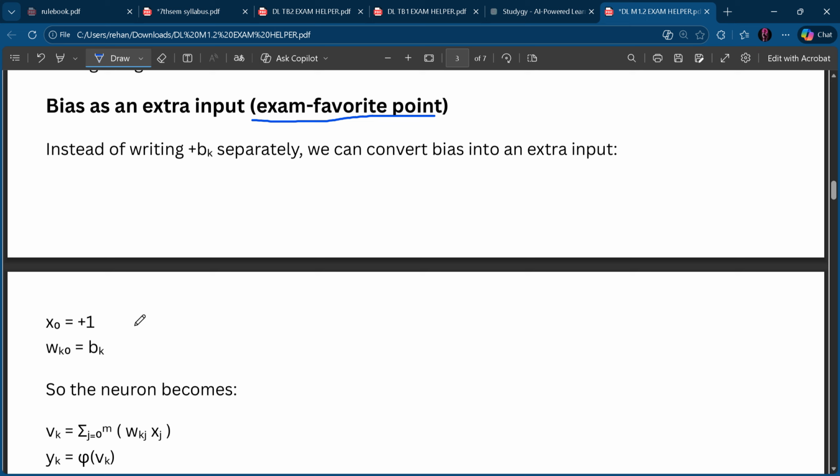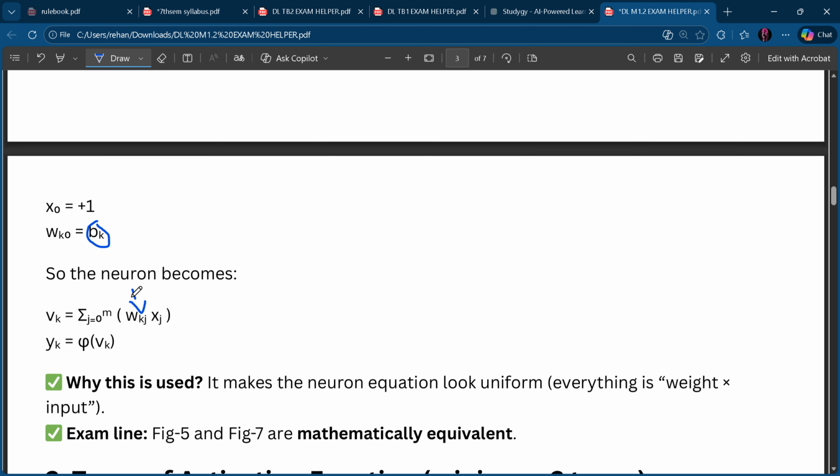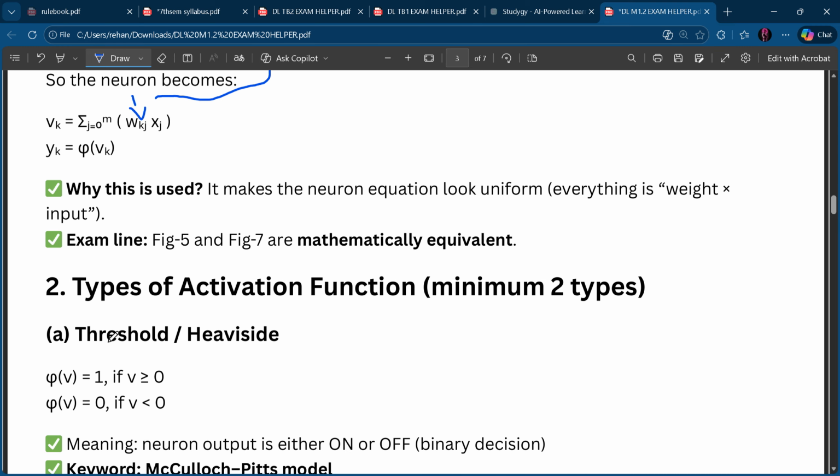What is happening here? Instead of a weight value, we take the bias itself as a weight. So now we don't have to add bias separately. We can take bias directly as a weight, and each x and w will be multiplied. Here the bias is already there, like bk1, k2, and so on to kj. And the same thing here.